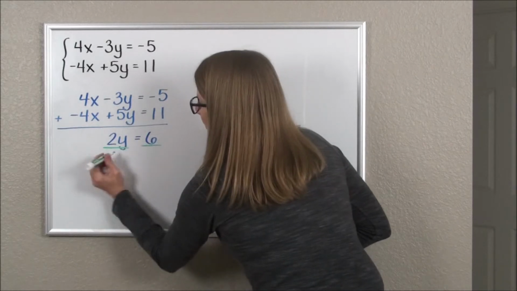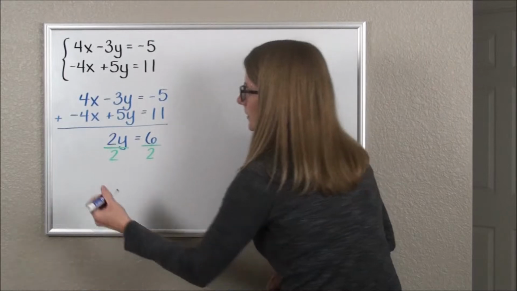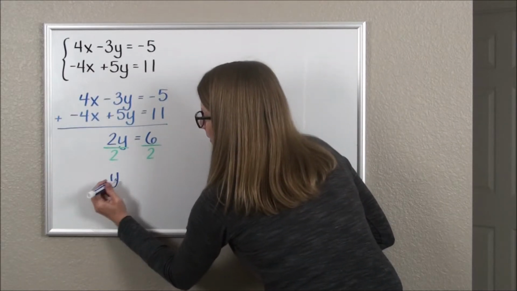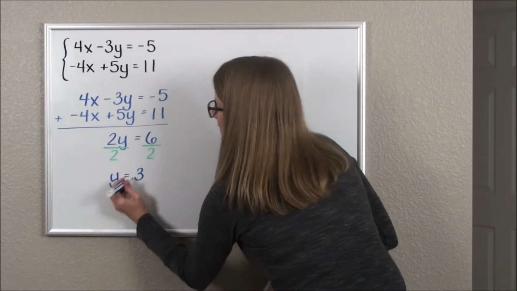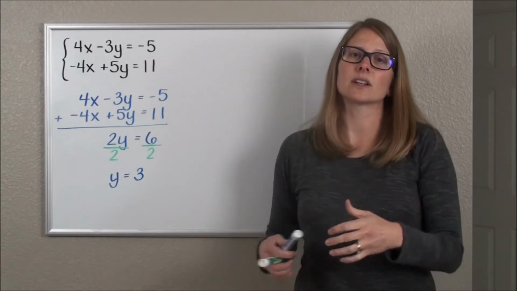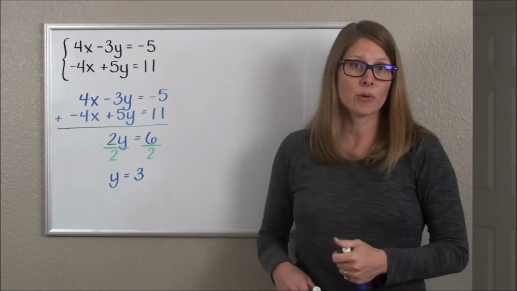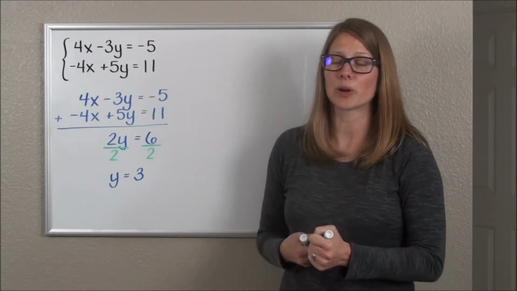So I will divide by 2 to isolate the y. We get y equals 3. But keep in mind, as we're solving these systems, there are 2 parts to our answer. These are going to be points of intersection, so we need an x-coordinate as well as a y-coordinate. I only have the y-coordinate here, so I have a little bit more work to do.